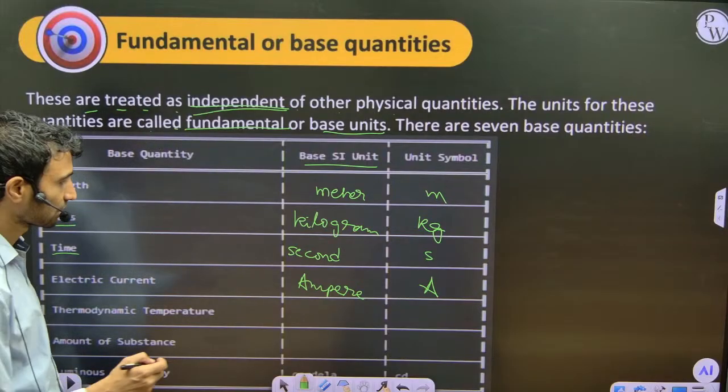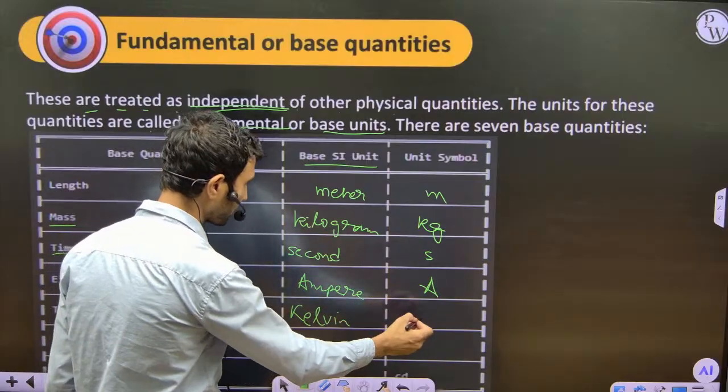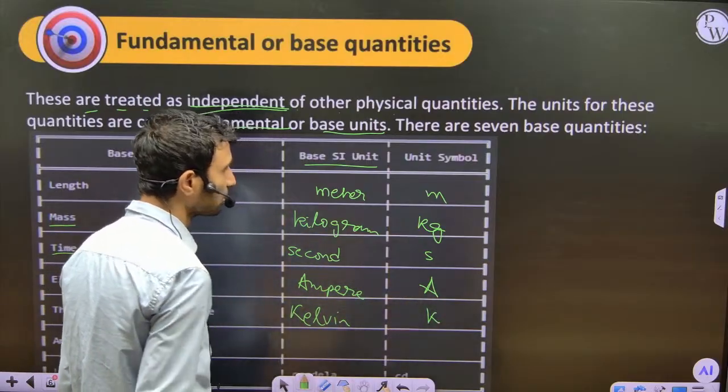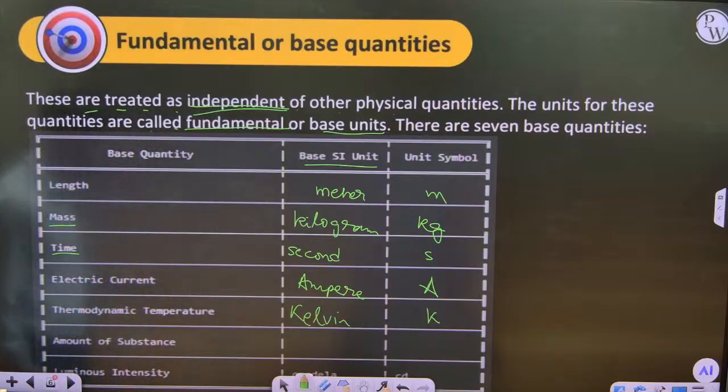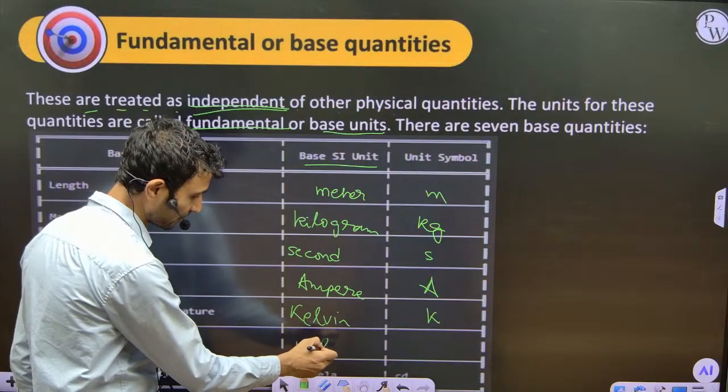Thermodynamic temperature? Kelvin, and the symbol is K. Amount of substance? That's mole. You must have done it in chemistry.